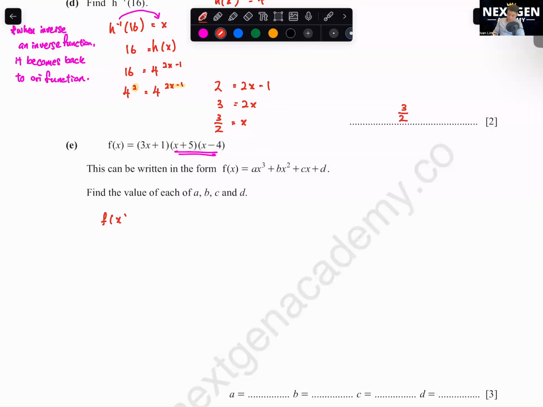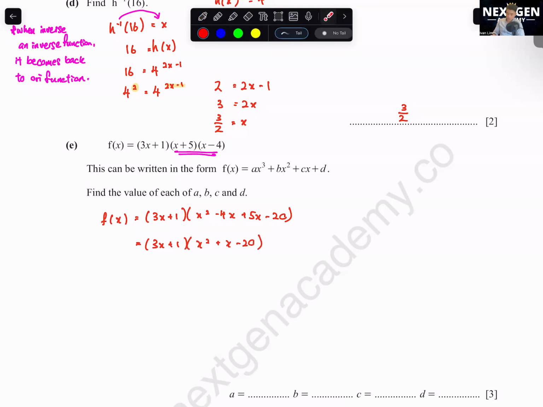So f(x) is equal to, open up this one first, 3x plus 1. What is (x plus 5) times (x minus 4)? You will get x squared minus 4x plus 5x minus 20. Simplify the back one: x squared plus x minus 20.